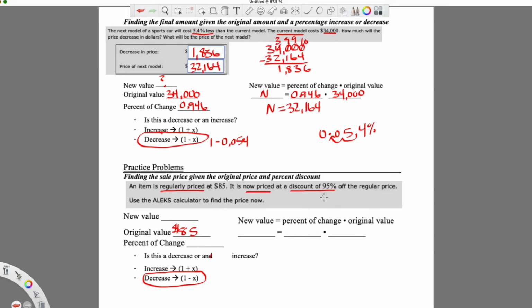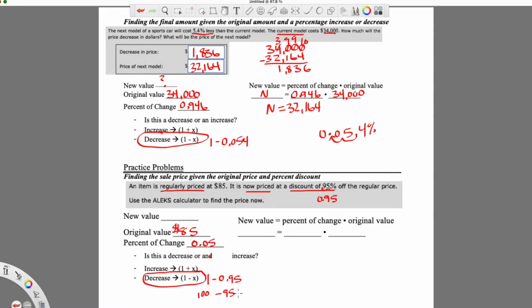95%, remember I'm going to move that decimal 1, 2. So I'm going to have 0.95 in my equation. So I'm going to have 1 minus 0.95. So that's a huge discount because when I subtract 1 and 0.95, I'm only going to be left with 0.05. I'm only left with 5%. Because I could also think of this as 100% minus the 95%, if that makes it a little easier.